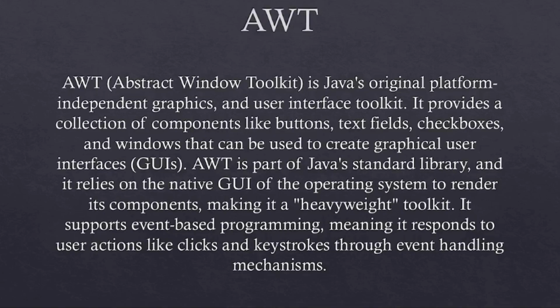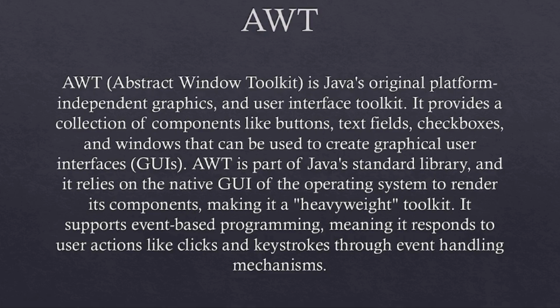AWT stands for Abstract Window Toolkit, and it is Java's platform independent graphics and user interface toolkit. It will provide the user with a collection of components like buttons, labels, text fields, checkboxes, radio buttons, etc., which can be used to create graphical user interfaces. So AWT actually provides the users with components which are visual elements of a UI, and these components can respond to user input like mouse clicks or keyboard actions.